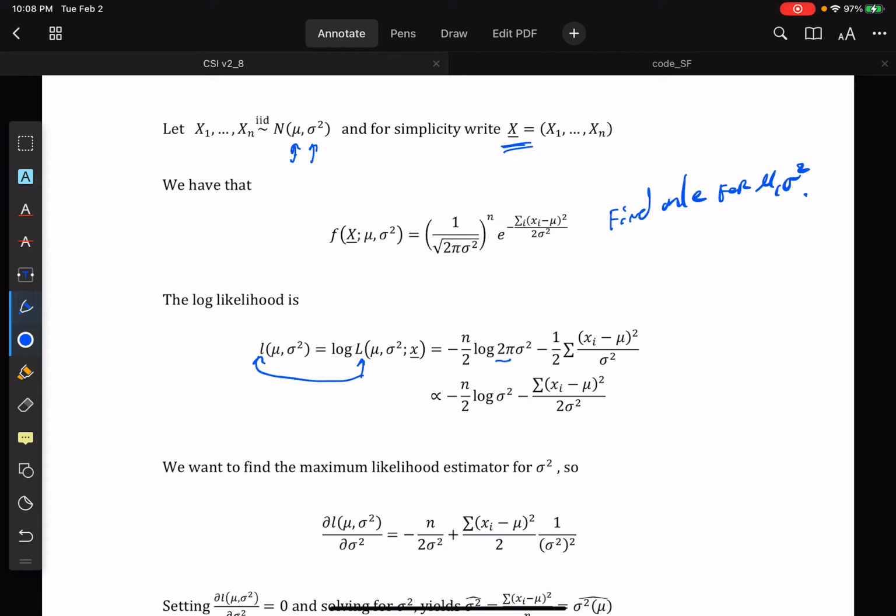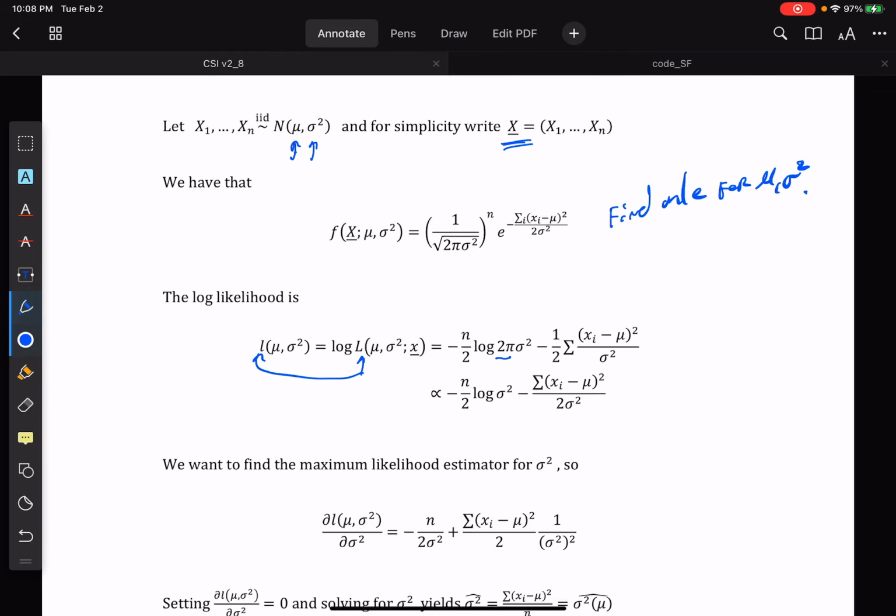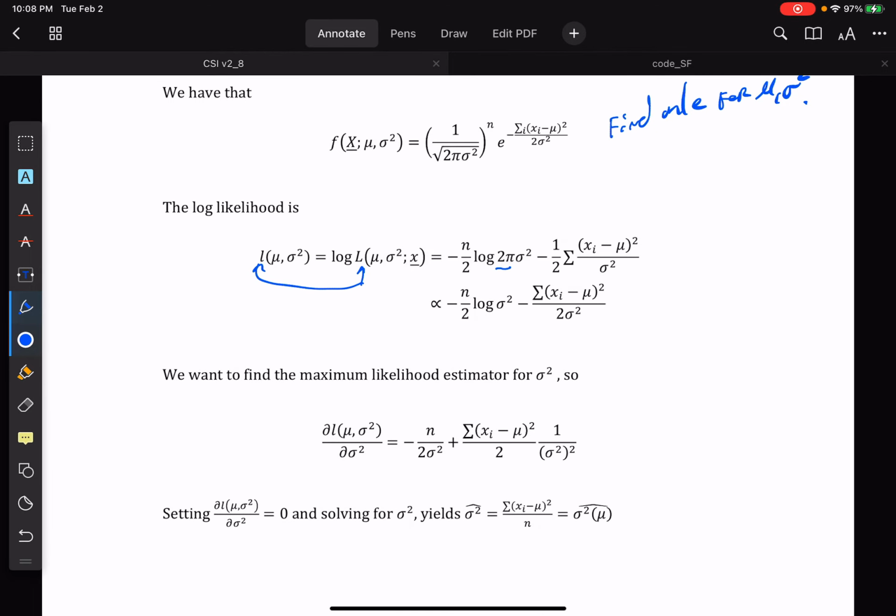So you don't need this 2 pi, right? Because this is going to be log 2 pi plus log sigma squared times n over 2 minus, so that goes away. And you're left with just the key things. And you want to find the maximum likelihood estimator, so what do you do? You take the derivative, and you set it equal to 0. Now, in this case, we know that the MLE for mu is the sample mean x bar.